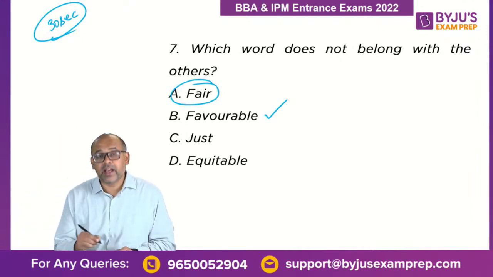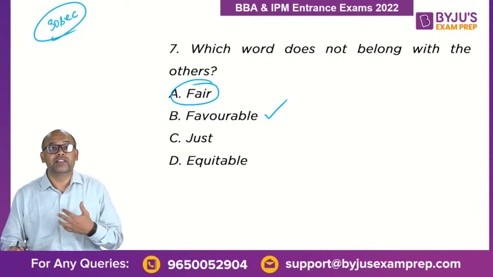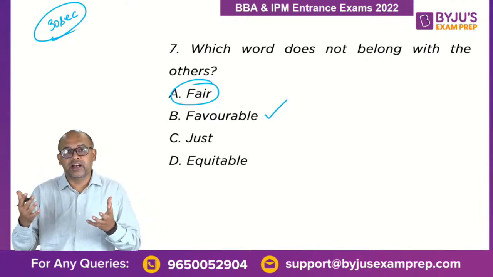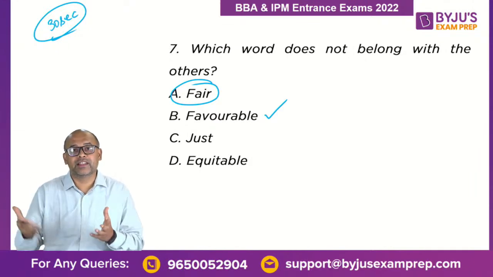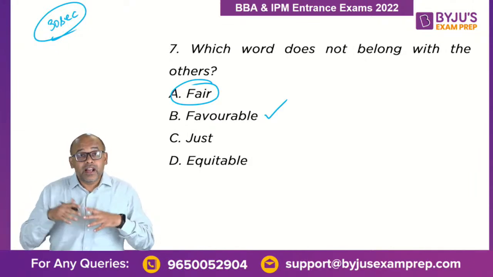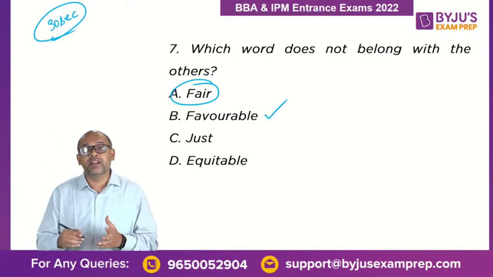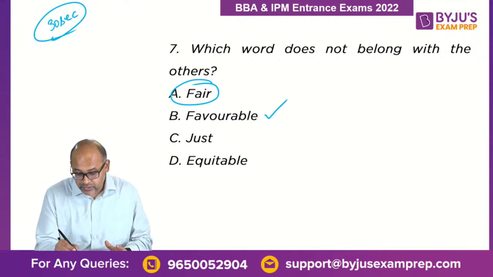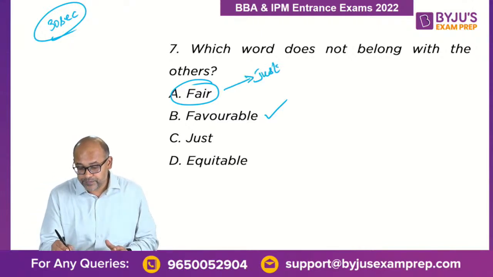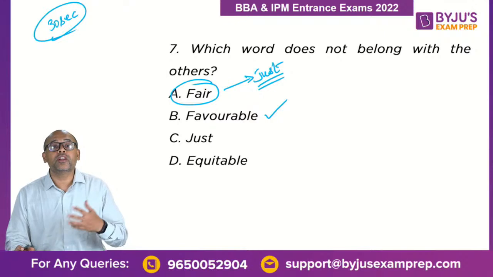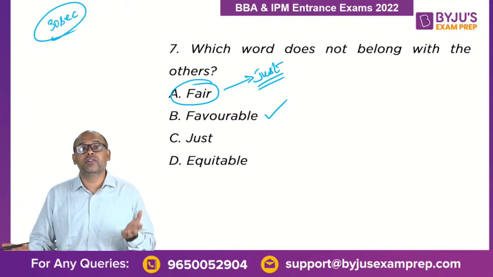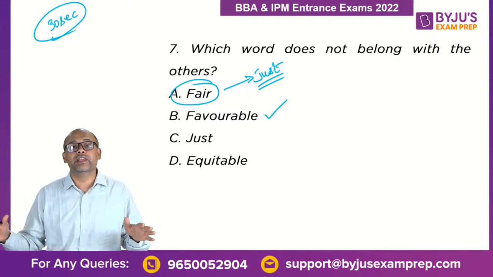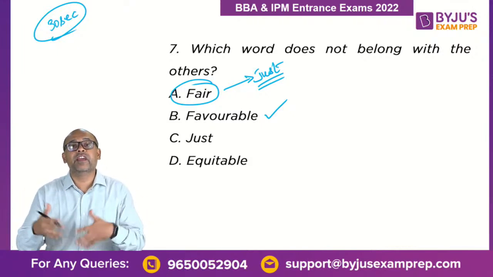Now fair has 2 meanings in English, at least the 2 meanings that I know. One meaning of fair is that you are fair skinned, gore, or light skinned. Another meaning of fair is just, which means you are not favoring somebody. You are being fair means I am treating everybody equally. Such a thing is called a fair treatment.